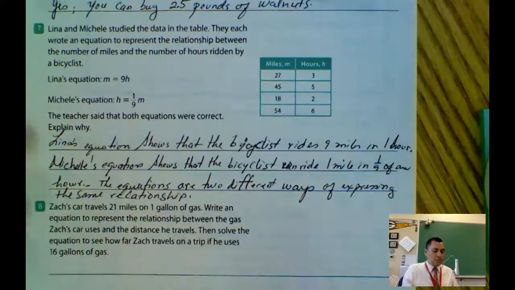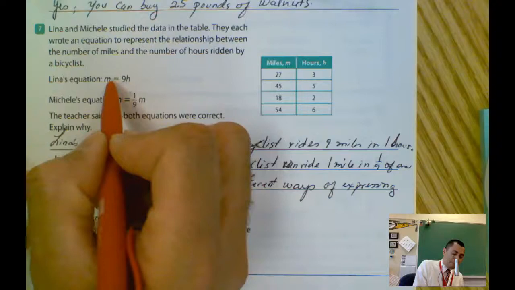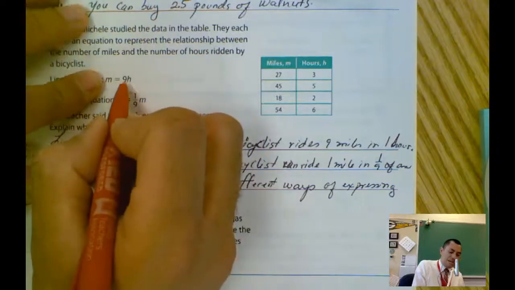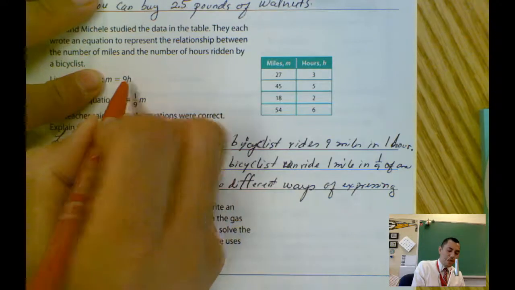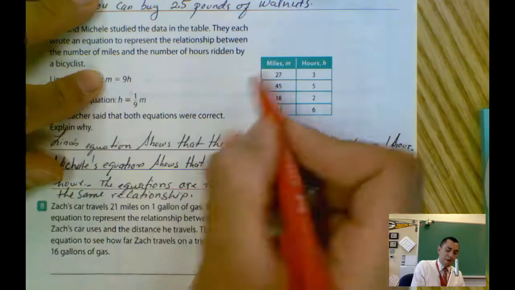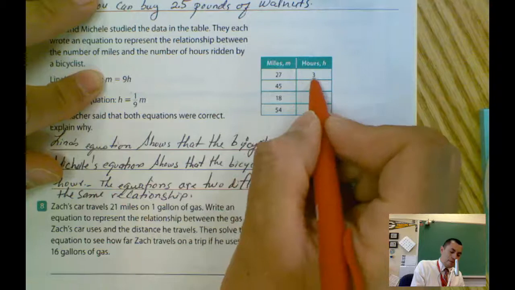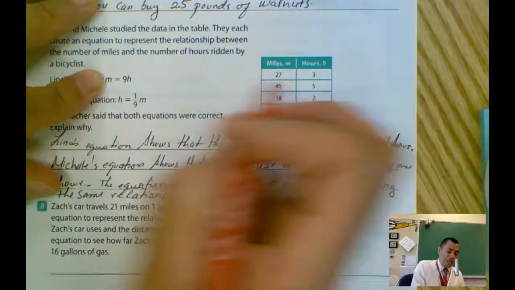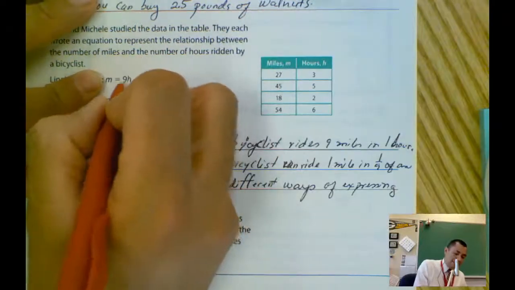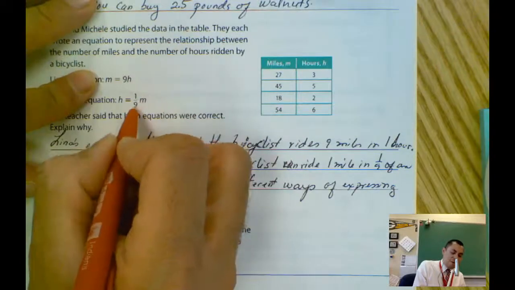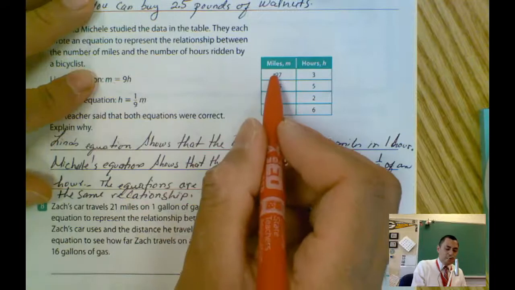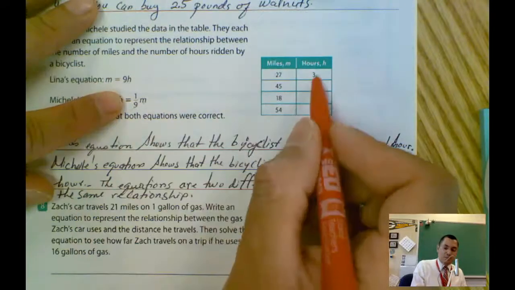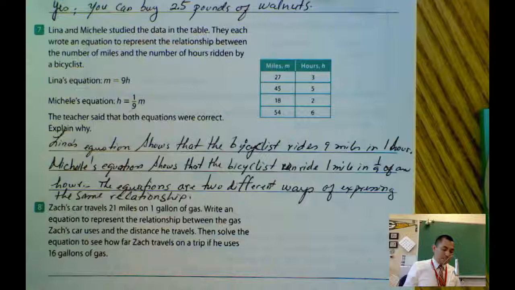Okay, so it's just exactly the same. For example, look at this one here. M equals 9 times h. So miles is equal to 9 times the amount of time. What is 3 times 9? It is 27. So that's the relationship. What they did is divide both sides by 9 and you get 1 over 9 m equals h. So now 27 divided by 9 is equal to 3. So they did the opposite situation.